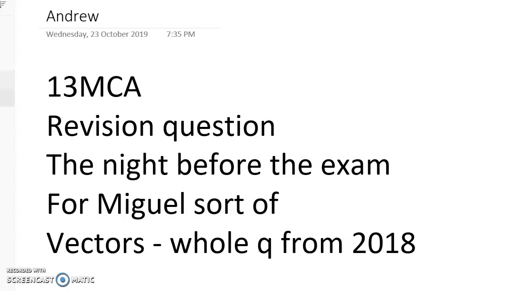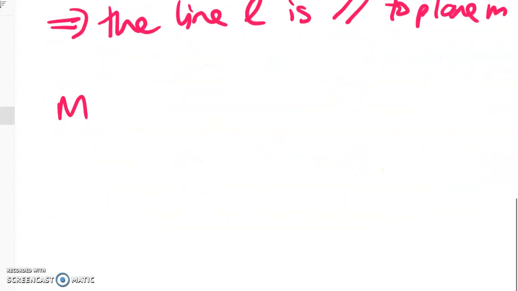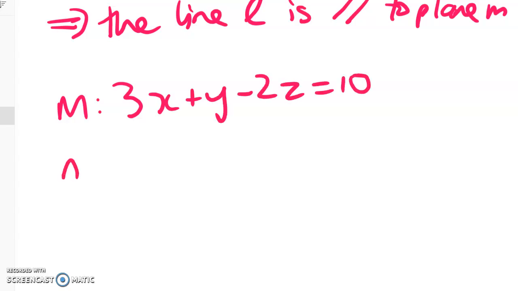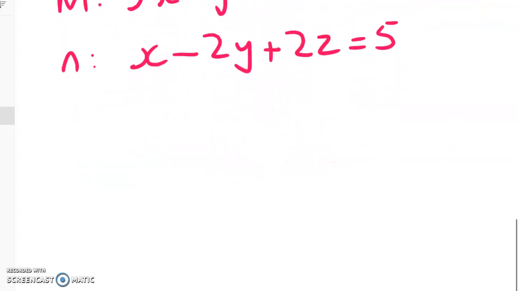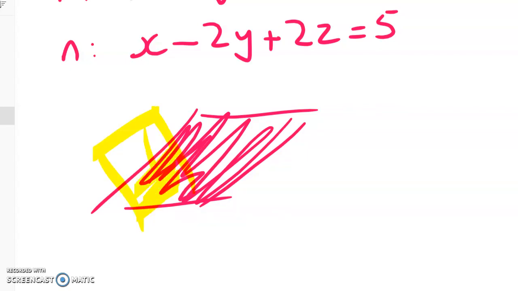Right, the second part of the question goes like this. Calculate the acute angle between planes M and N. Right, so we've got M is 3x plus y minus 2z equals 10. And plane N, x minus 2y plus 2z equals 5. So if we think about those 2 planes, here's one of them, and here's another plane here. We can picture that with 2 pieces of paper, and we can find either the acute or the obtuse angle.